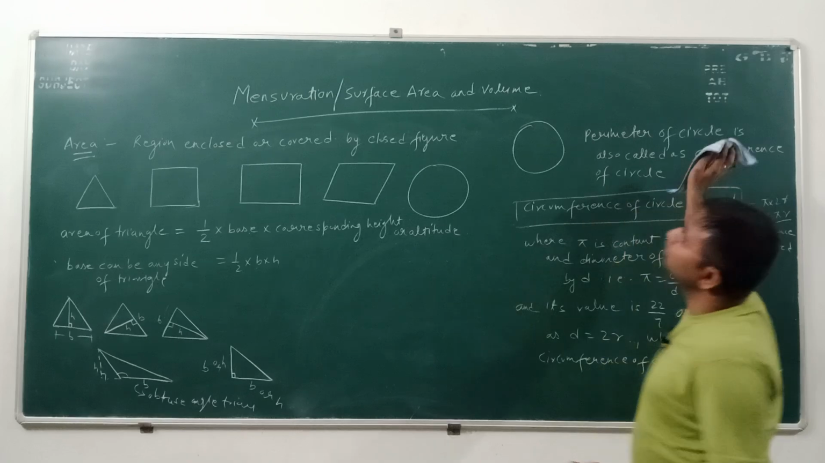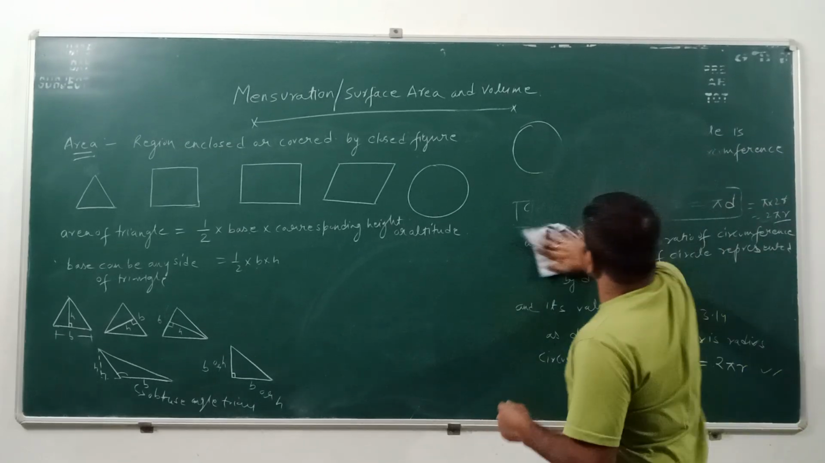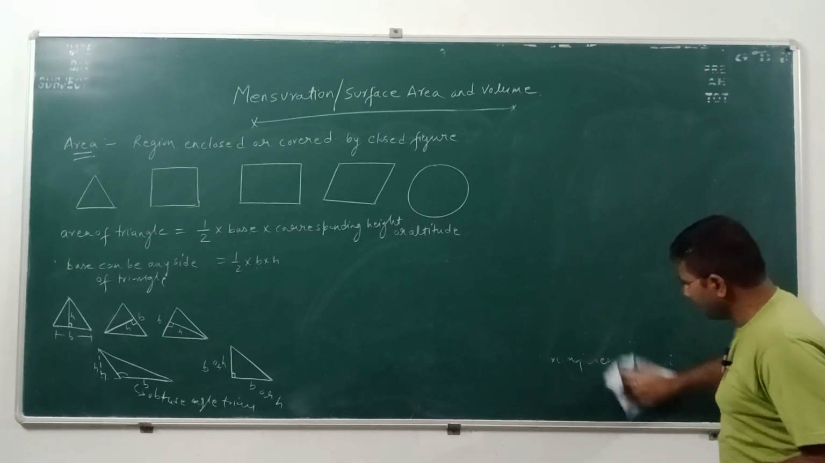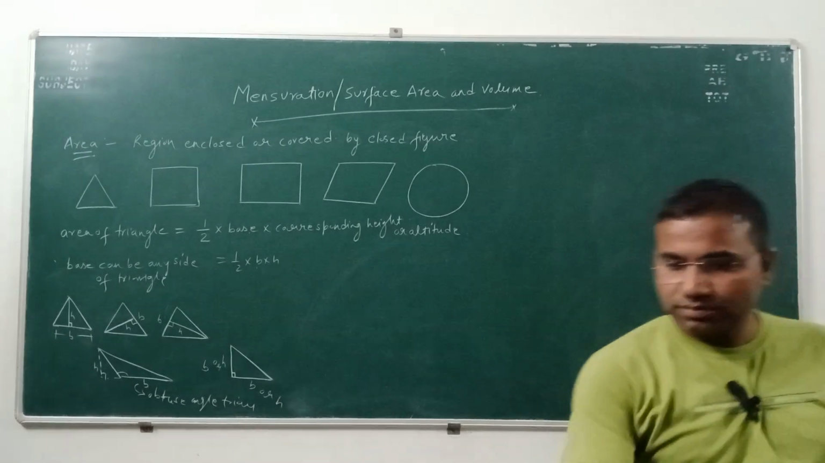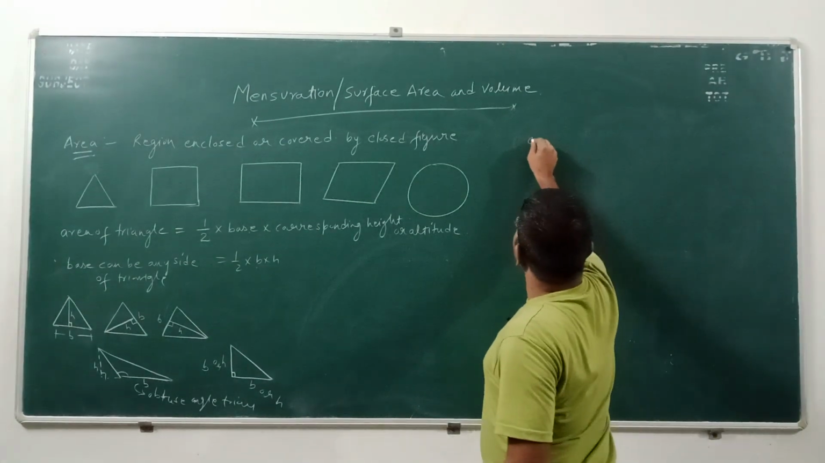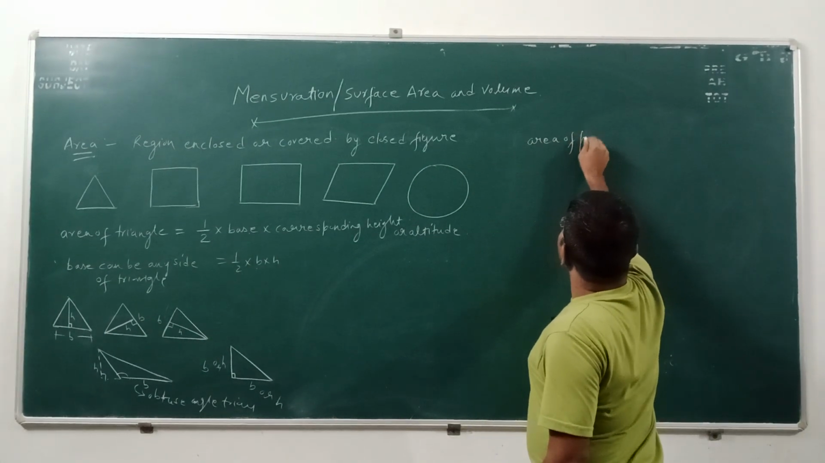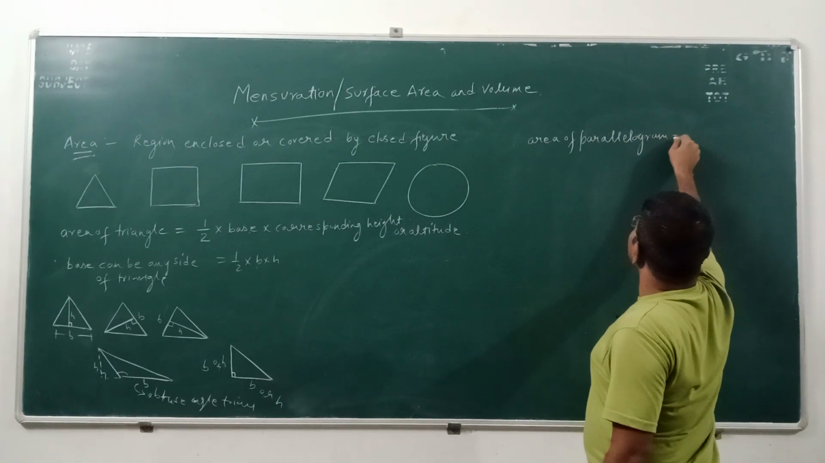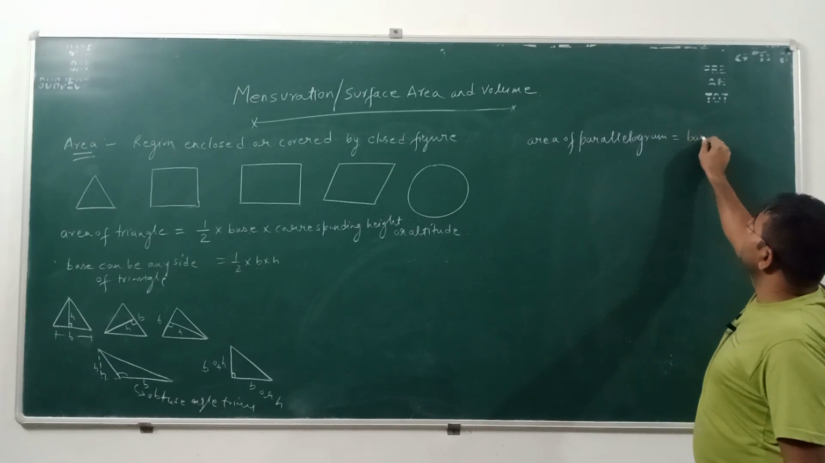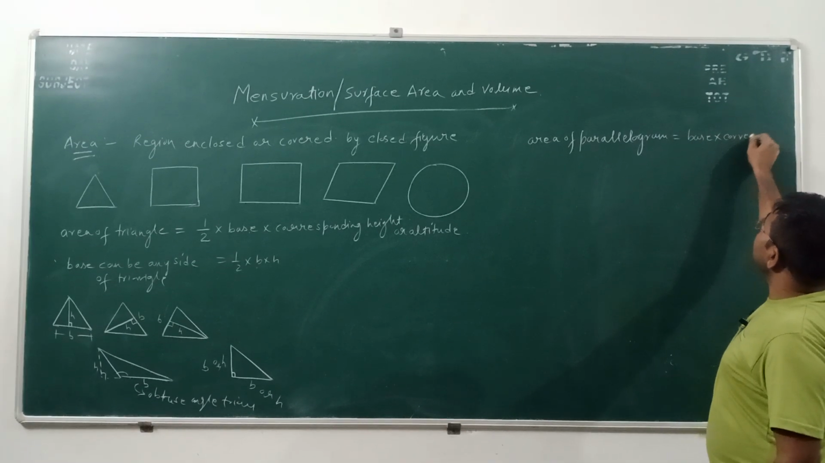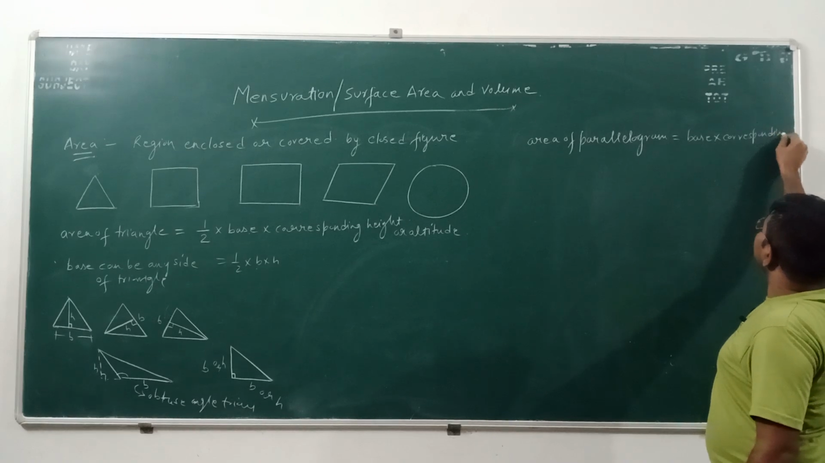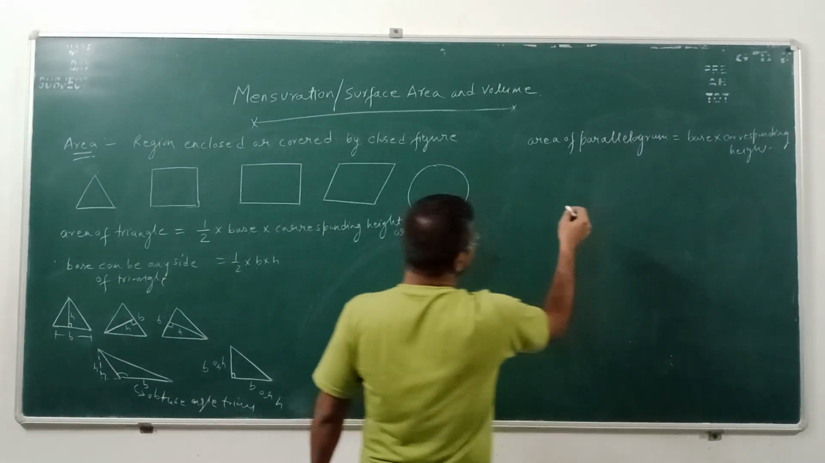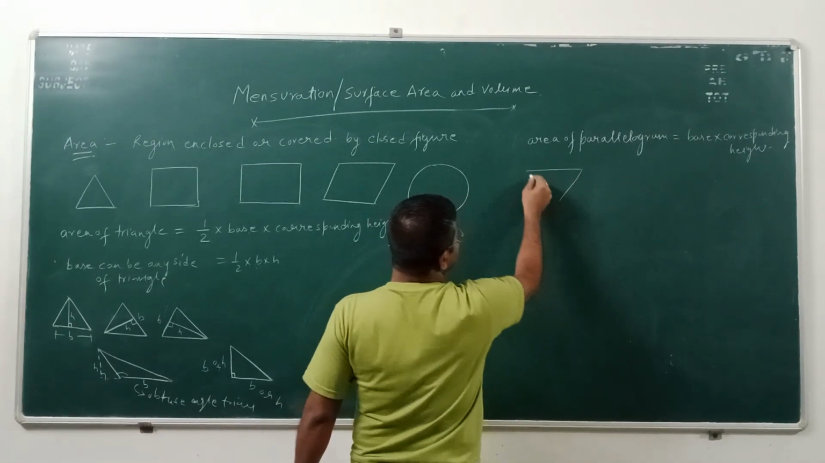So here I am going to erase. Okay, now see, area of parallelogram. Area of a parallelogram is defined as base into corresponding height. Corresponding height. Now see, suppose that this is the parallelogram.